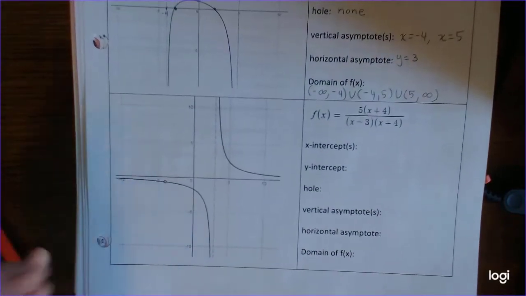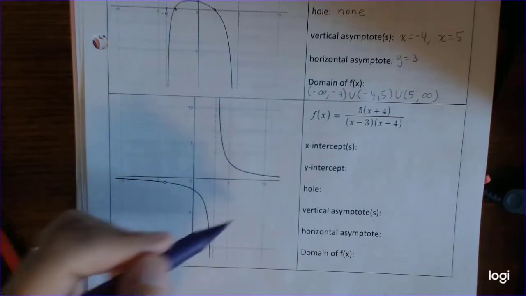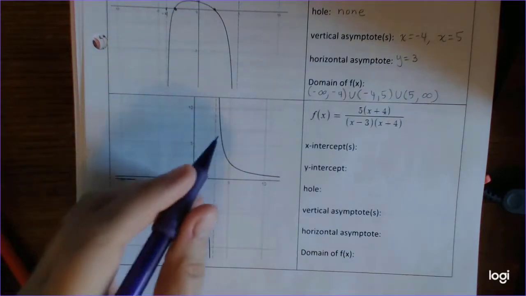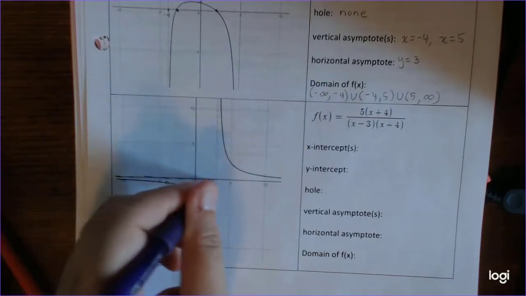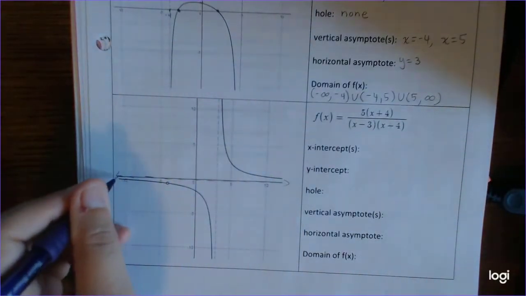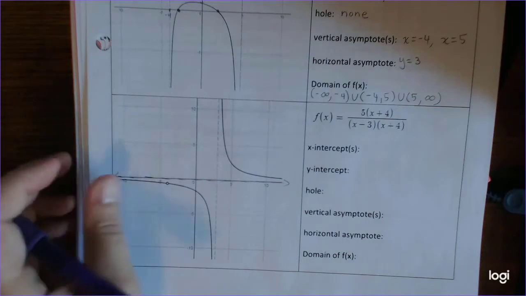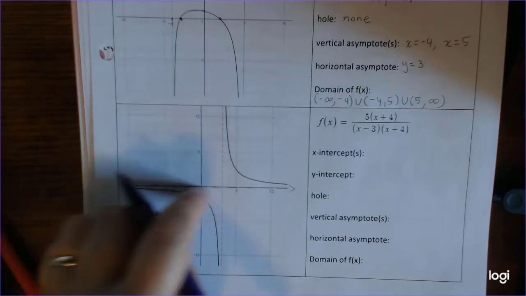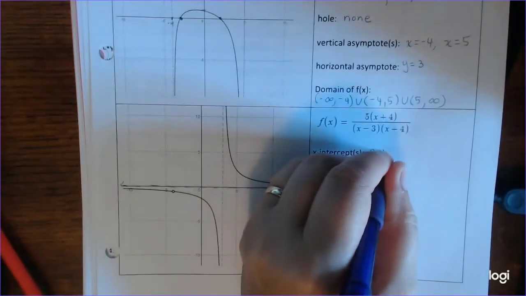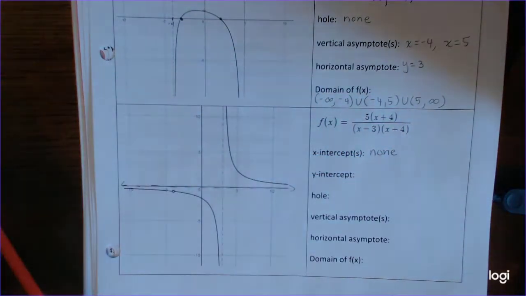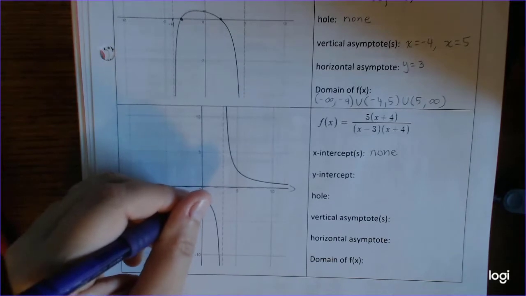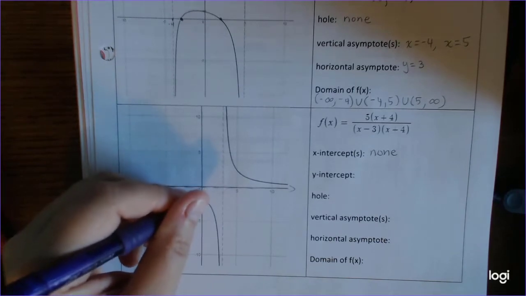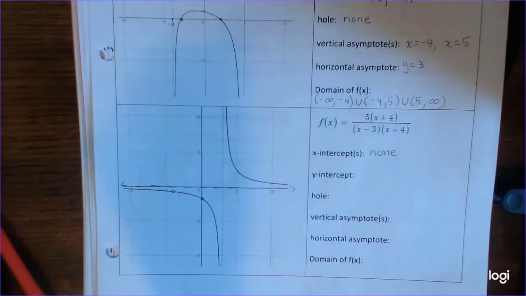Alright, let's look at this graph. This is a more typical rational function. Two branches, one vertical asymptote. Looks like it has a horizontal asymptote right here. So let's start with the x-intercepts. Looks like this doesn't cross the x-axis at all. Alright, the y-intercept. Again, the y-intercept is a little bit harder to find, so that's 1, that's negative 1, that's negative 2. I'm going to say negative 1.8.